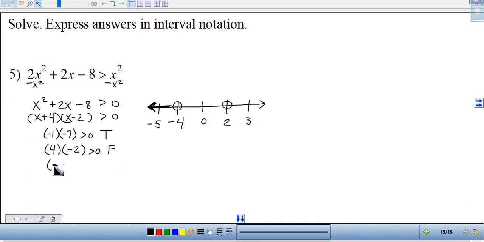So what about 3? 3 plus 4 is 7. 3 minus 2 is 1. Is 7 greater than 0? Yes, that's true.